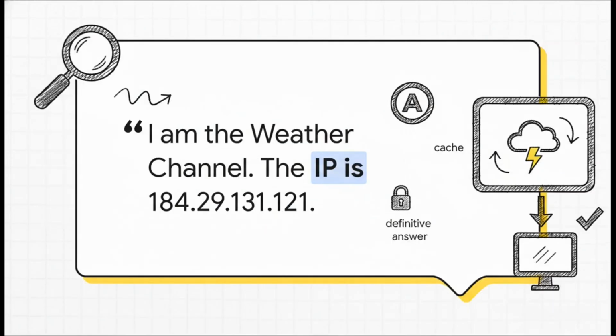And this is the final stop. The investigator asks the authoritative server, and it gets a definitive answer. Yes, I'm the one you're looking for. I am the weather channel. The IP is 184.29.131.121. Boom, the search is complete. The recursive server can now send that IP back to your browser, and of course it caches the answer for the next time.